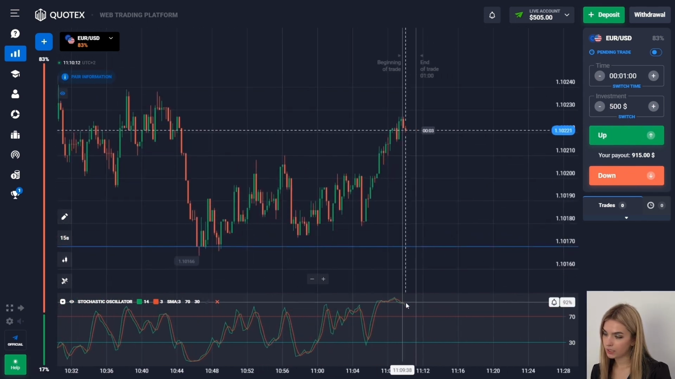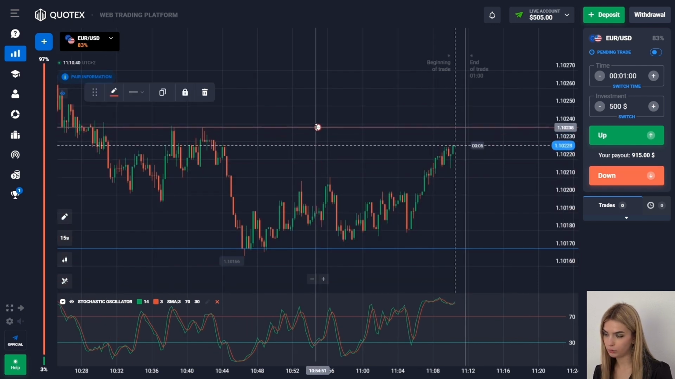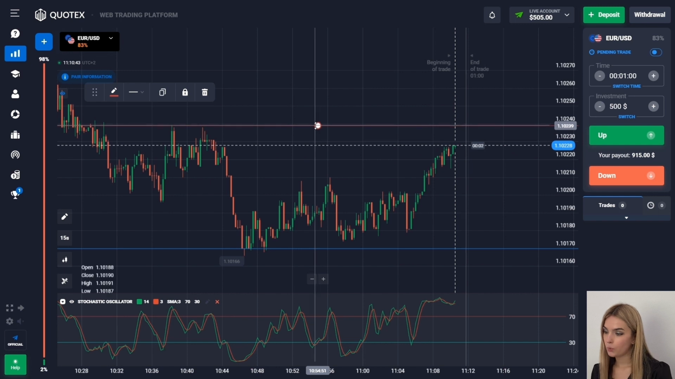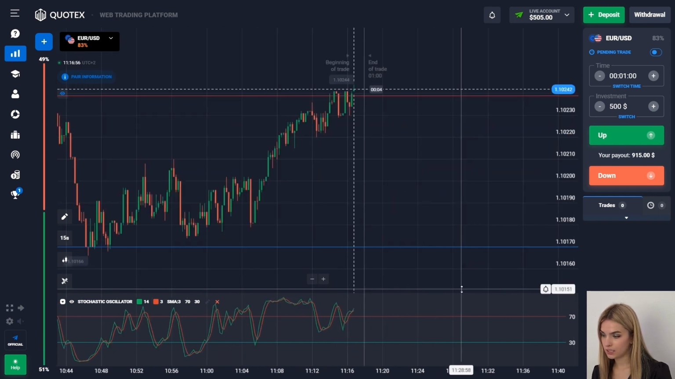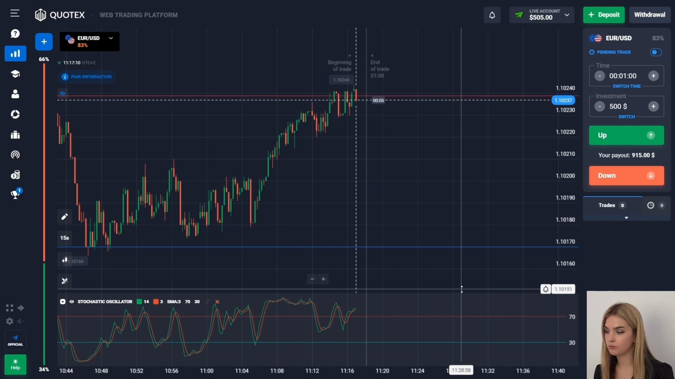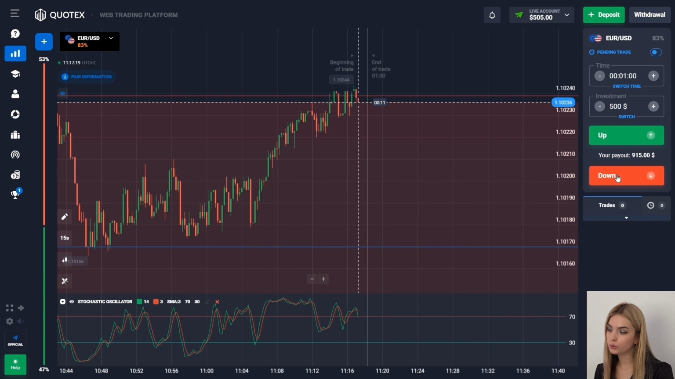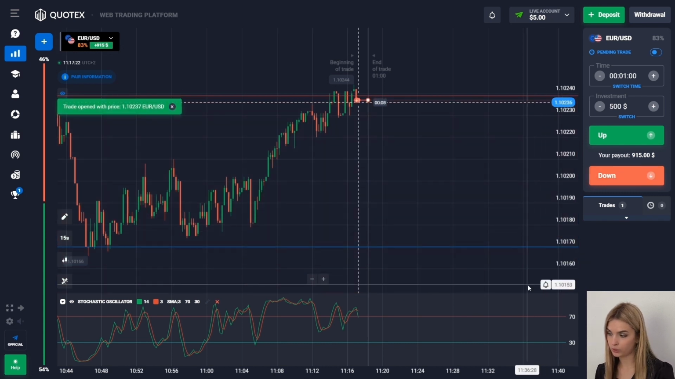We see that the market is bullish globally. Also note the current support level in blue and the resistance level in red. We see that the price has reached the resistance level. On the oscillator at the bottom of the chart, we see that both curves are above the 70 level, which indicates that the market is overbought, and also that the fast stochastic orange line crosses the slow stochastic green line from top to bottom. All this tells us that the price should soon go down, therefore I will open a deal to go down. The transaction amount is $500. The transaction time is 1 minute.